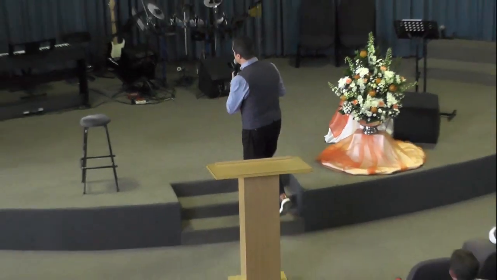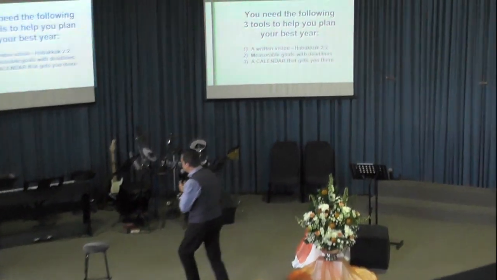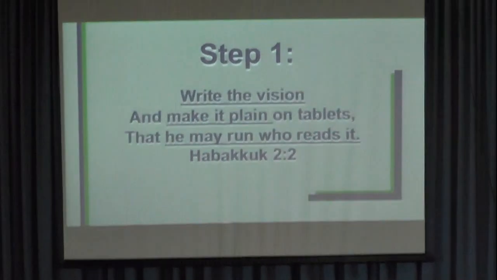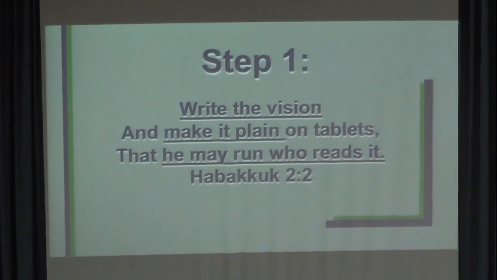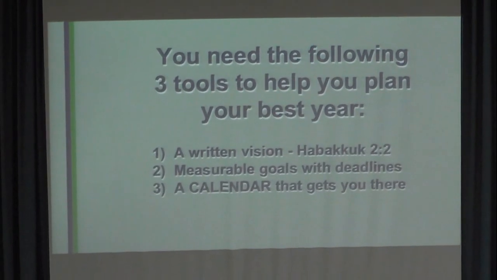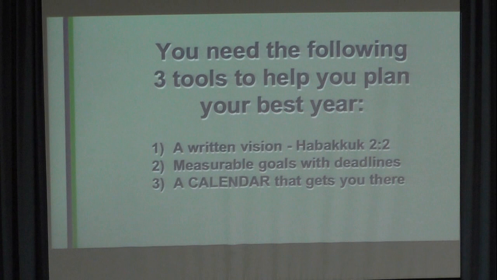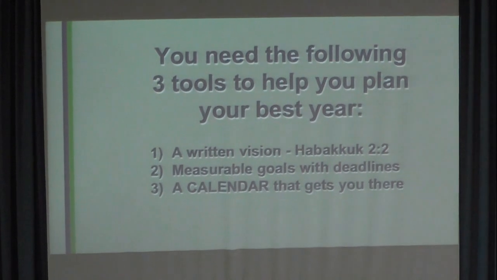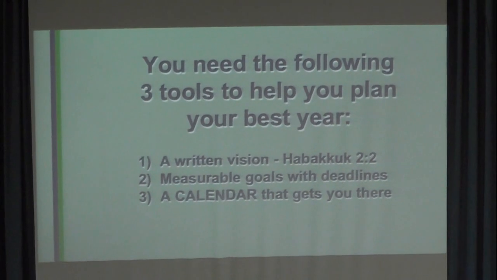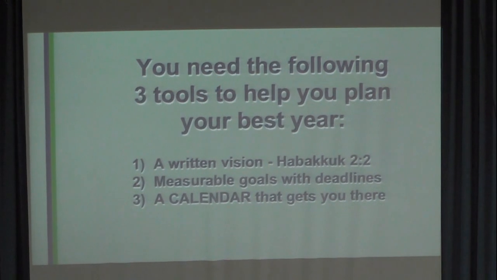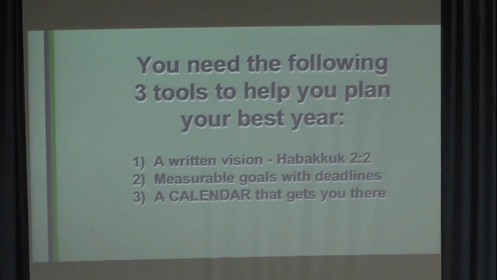So we're going to talk about planning your best year. In order to plan for your best year, you need 3 things. You need a vision, you need measurable goals with deadlines, and you need a calendar to get you there. So let's start with the first one. Some of you are taking pictures of this, so I'll go ahead and give that back to you. You need 3 things. You need a vision. You need measurable goals with deadlines. And you also need a calendar.